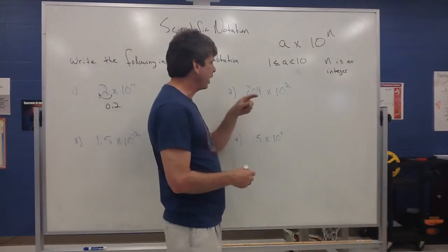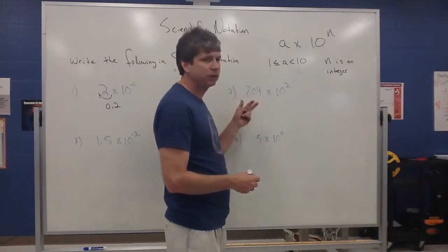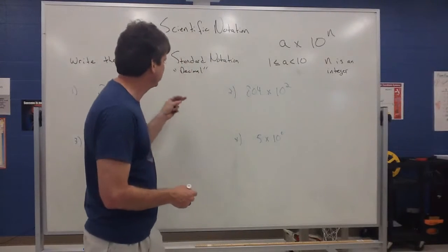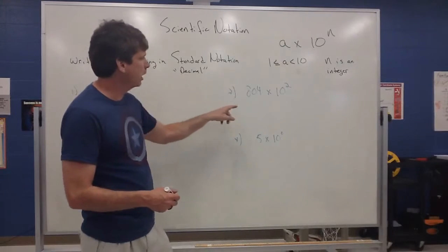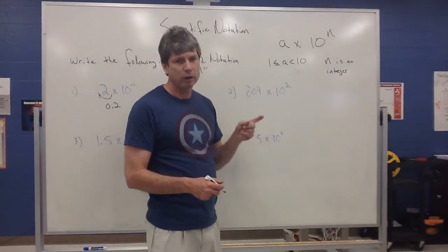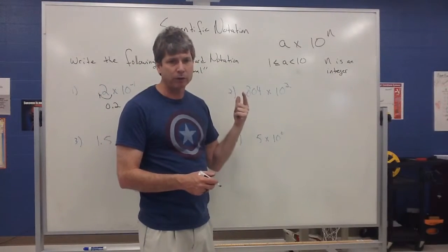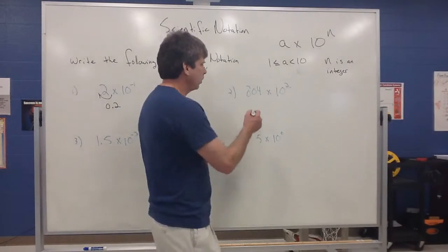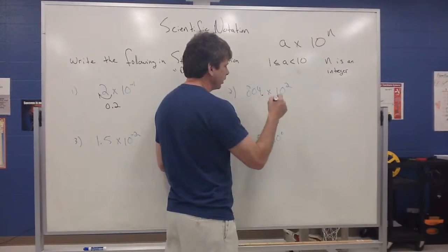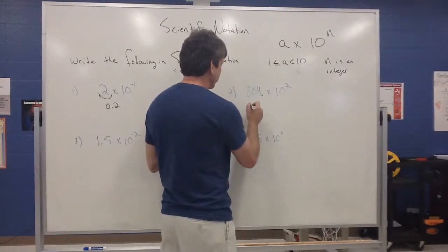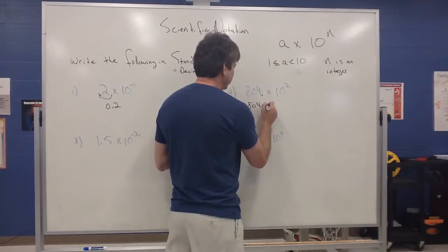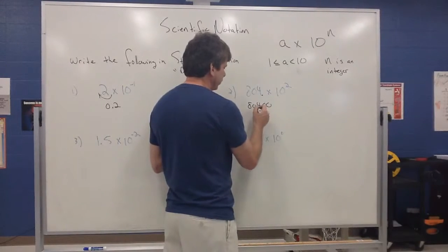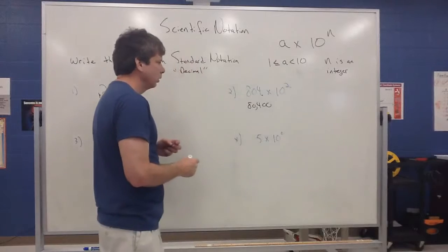It's 804 times 10 squared. This isn't even in scientific notation, but we're not asked to put it in scientific notation. We're just asked to put it in decimal notation. So all we really have to do is 10 squared. And remember, 10 squared means multiply by 10 twice, which means to increase our place value twice. So that means 804, add 2 zeros, or slide the decimal 2 places to the right. So 80,400 would be that answer.